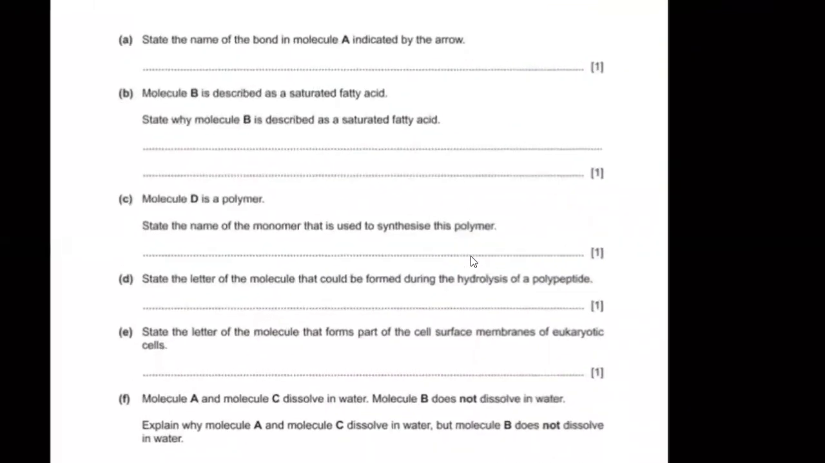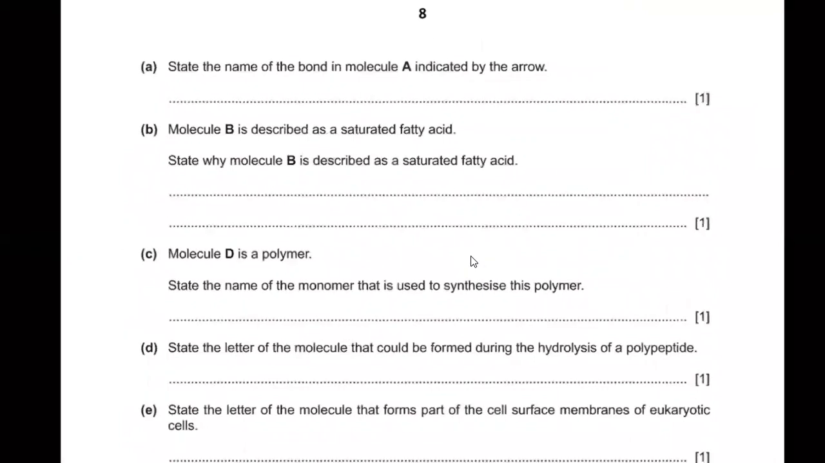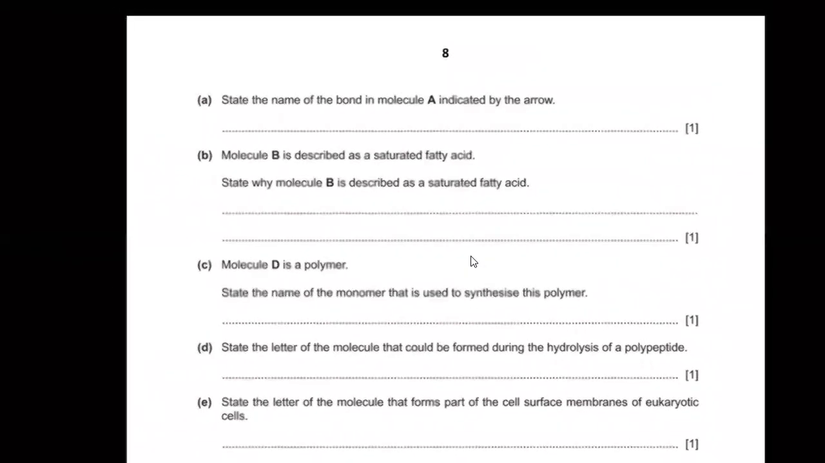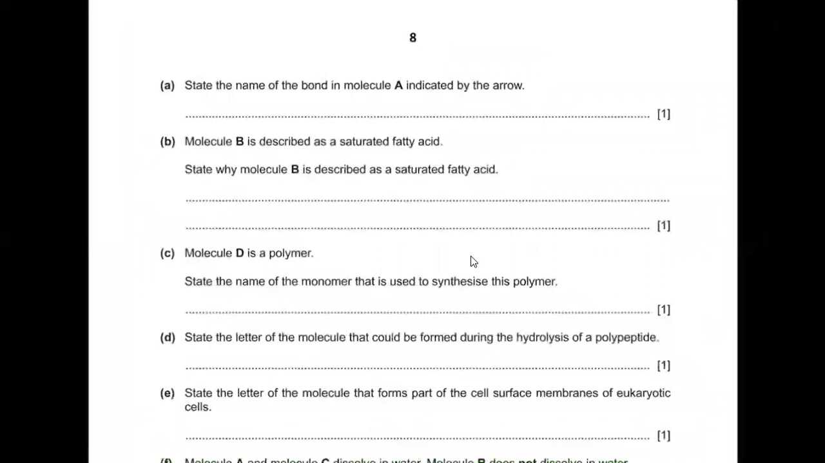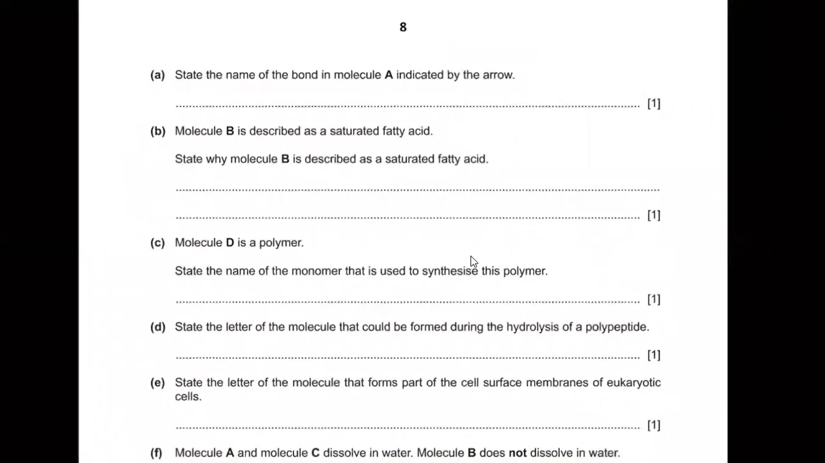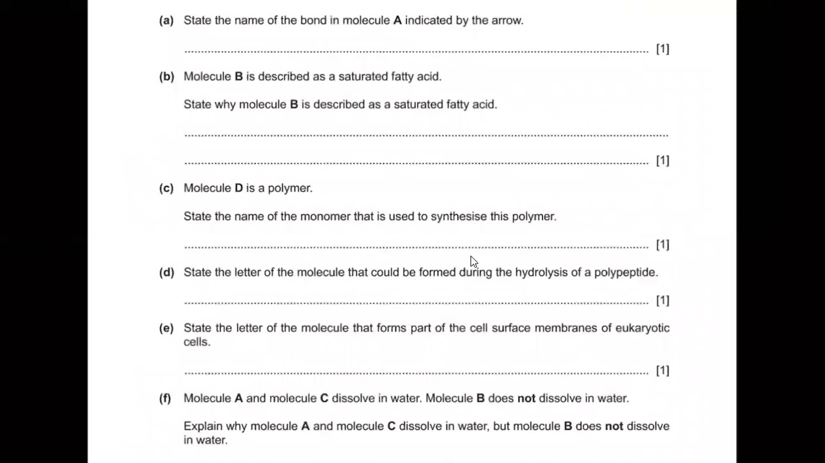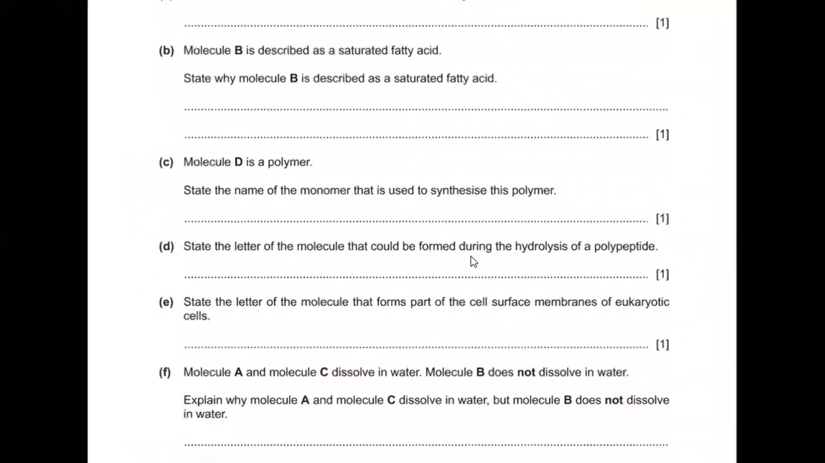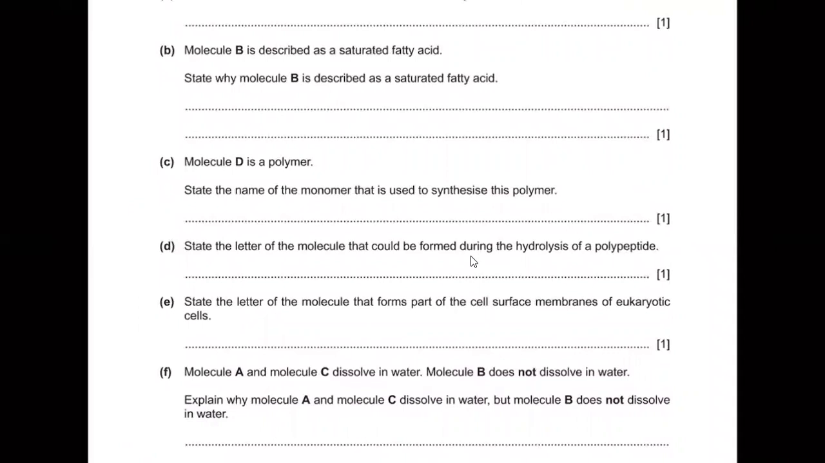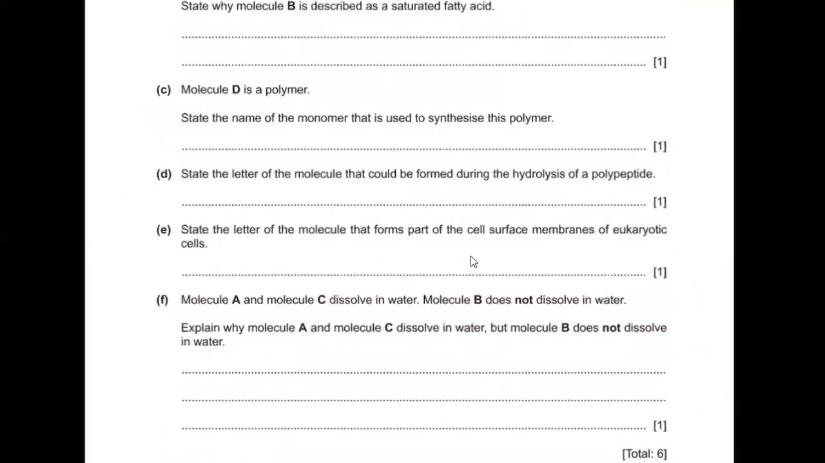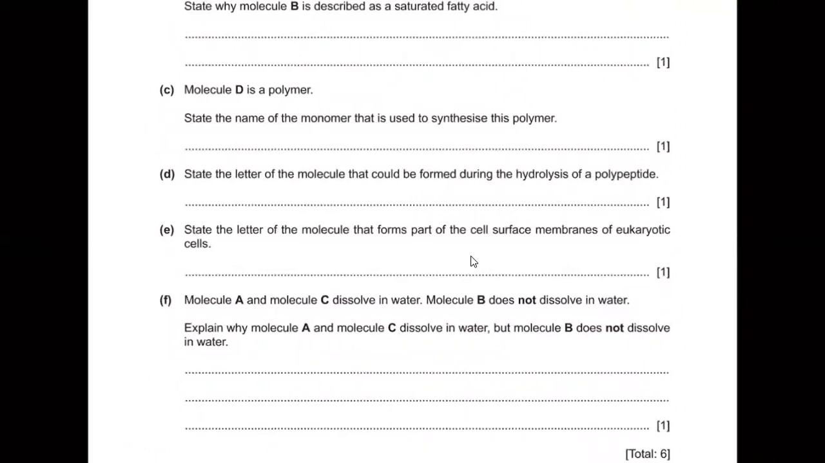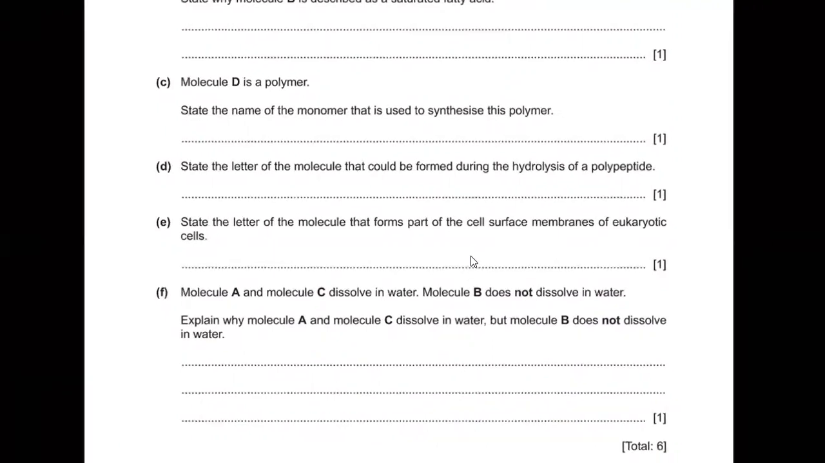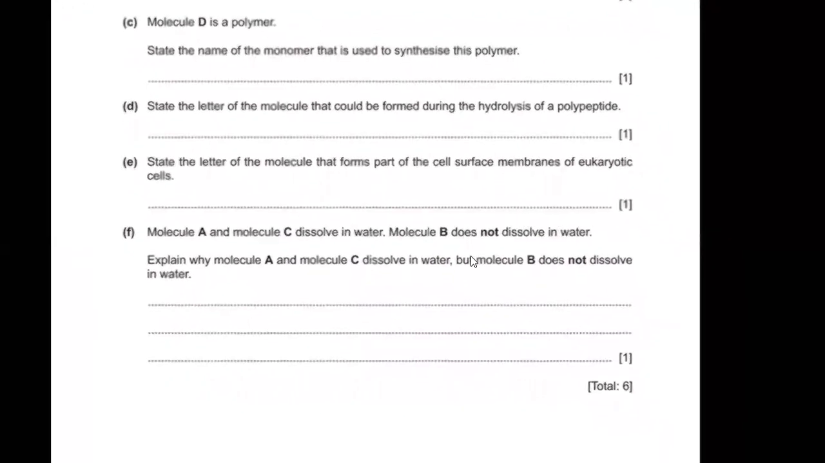Okay, so state the name of the bond in molecule A indicated by the arrow. What was that bond? Glycosidic bond. Molecule B is described as a saturated fatty acid. State why molecule B is described as a saturated fatty acid. Because it has no double bonds. Part C, what's the answer? It was glucose. Beta glucose, yes. Part D.